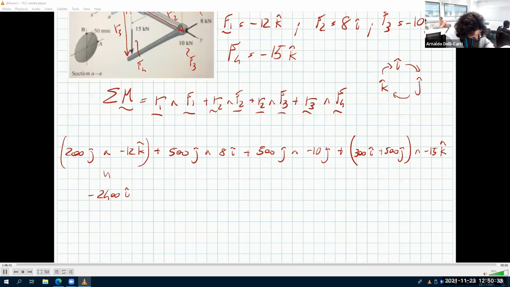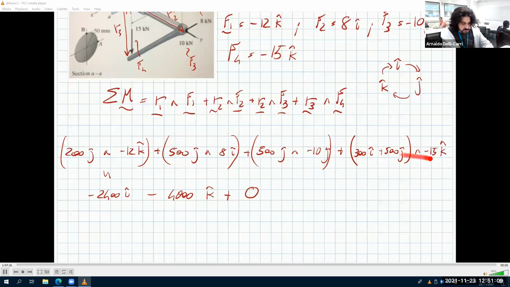This is 4000. j times i. j times i is minus k. i times j is k. j times i is minus k. This is minus. Plus jj. What does it mean, jj? Zero. Because they are parallel, so they don't have anything.